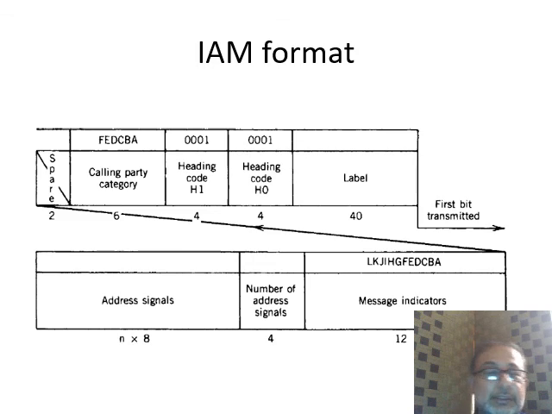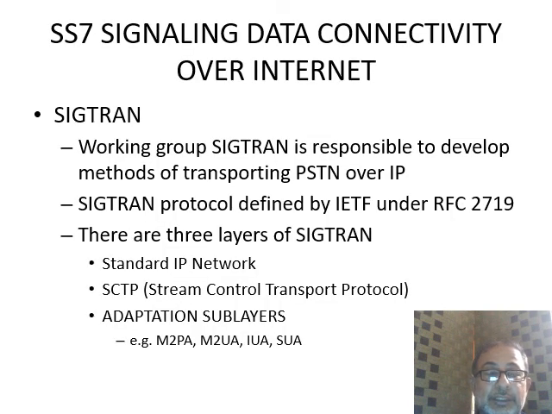Let's see in a little bit detail what is an IAM format. What do we have in an initial address message? We've got calling party category, then the heading code H0, H1, then we've got the label, then we've got address signals, number of address signals, then the message indicators. All these are present in initial address message.